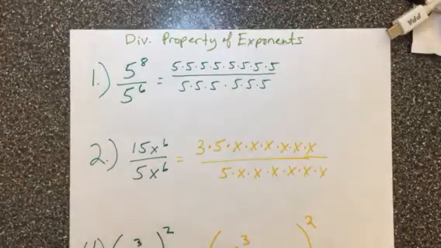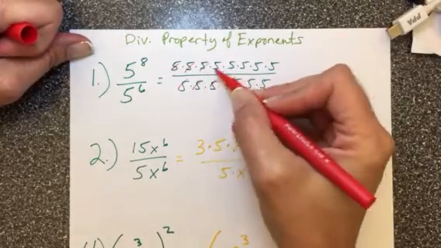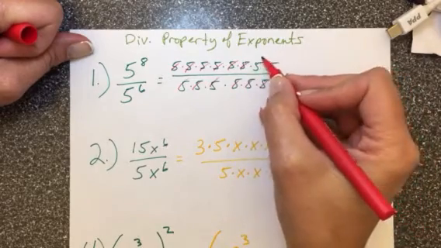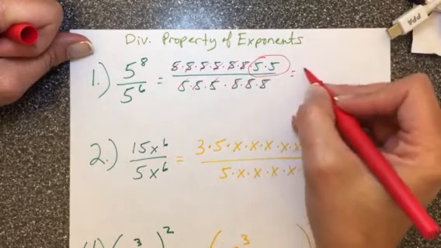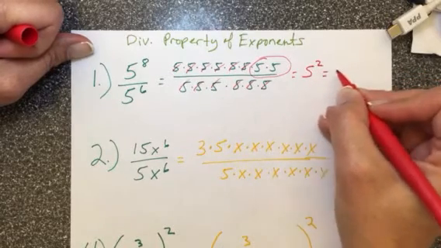I can just do some cancellation. I'll use a different color here. So 1 for 1, 1 for 1, 1 for 1, 1 for 1, 1 for 1, 1 for 1. I end up with these two fives, which is equal to 5 to the 2, and that, of course, is equal to 25.